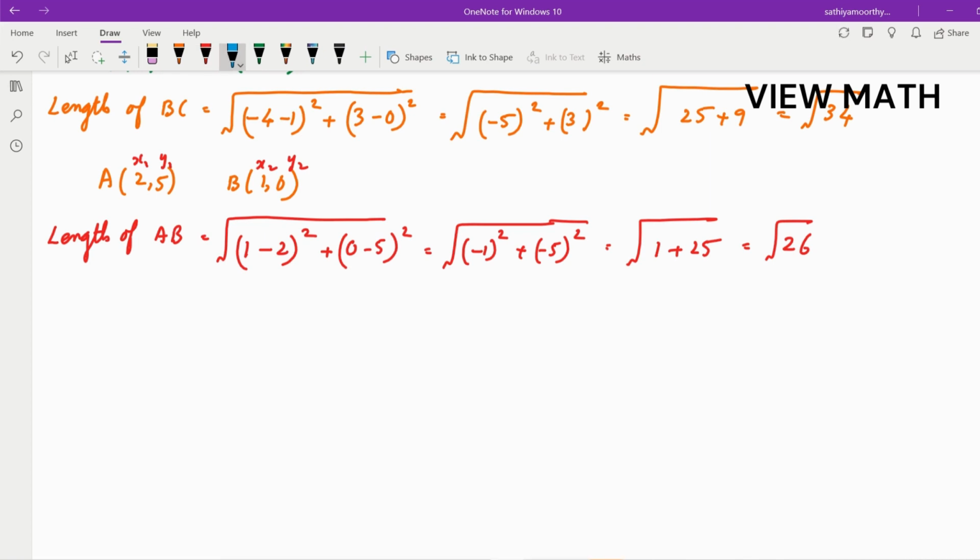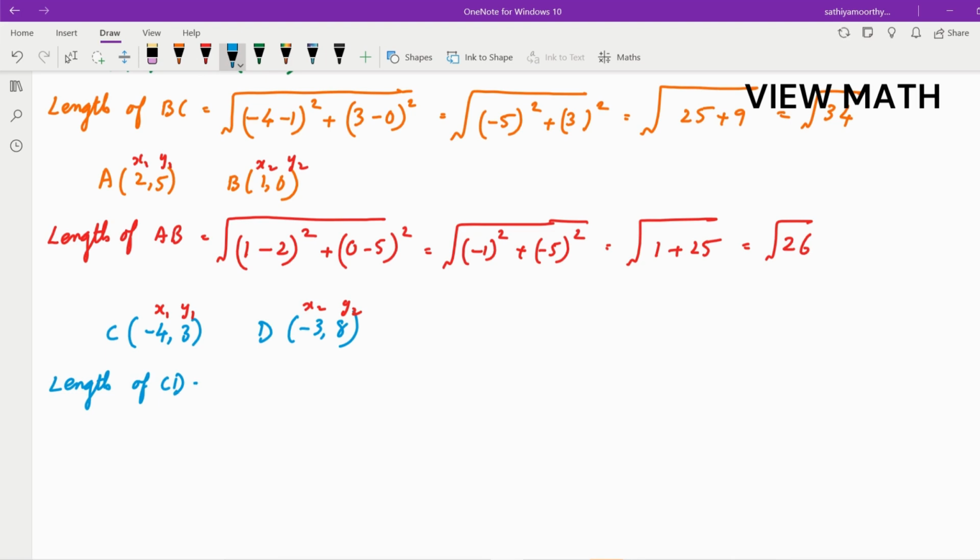Now let me find out the other length. The other side, CD, is left over. Let me find out CD. What is C now? C is (-4, 3) and D is (-3, 8). Now here this is my x1 y1 and this is my x2 y2. Now let me find out the length of CD.